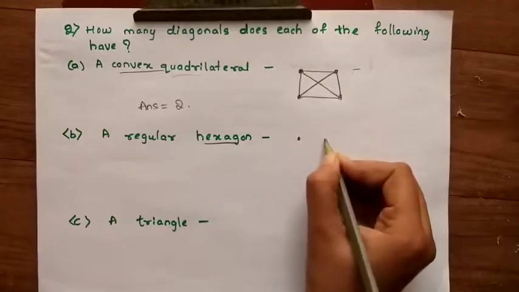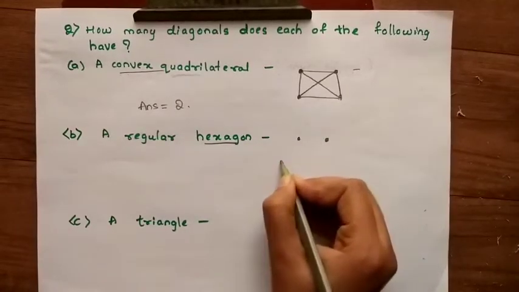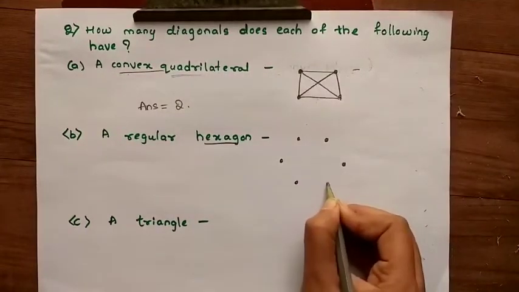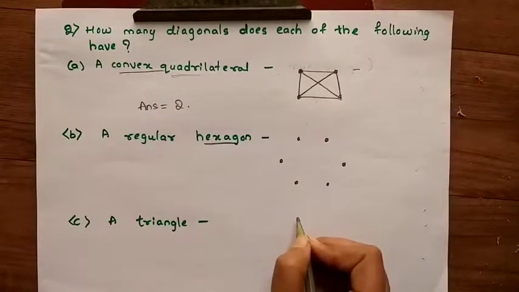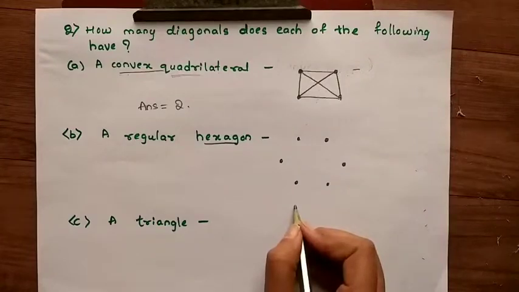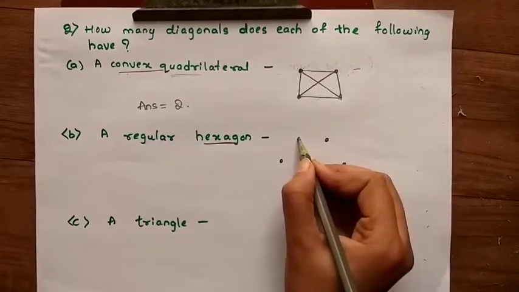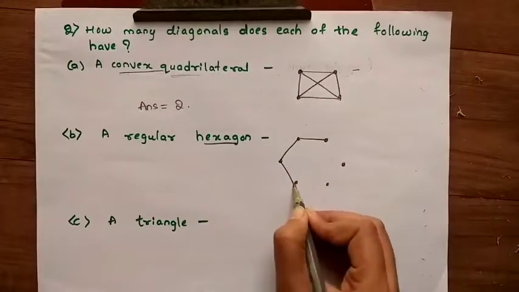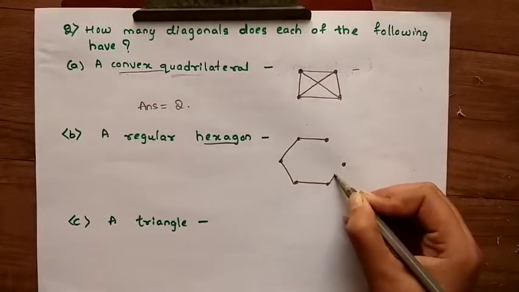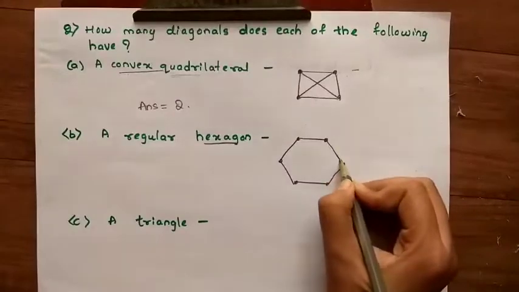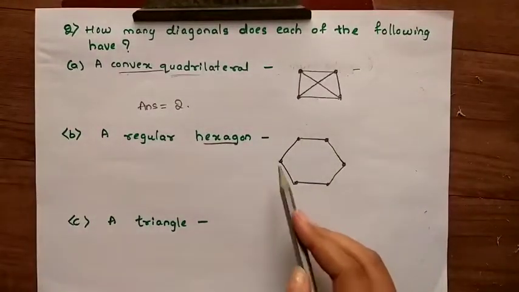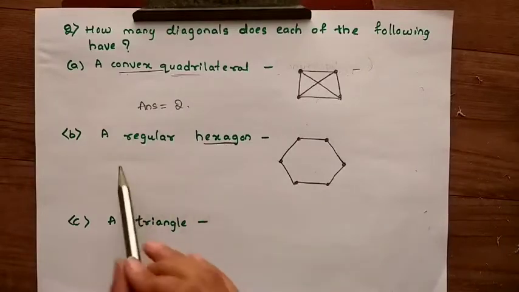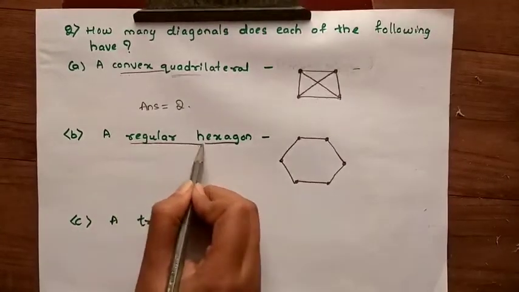6 vertices: 1, 2, 3, 4, 5, 6. Total how many vertices are there? 6 vertices are there. Now join the vertices here. This is 1, 2, 3, 4, 5, 6. Here 6 vertices, 6 sides. This figure is said to be a hexagon. Now here the name is regular hexagon.